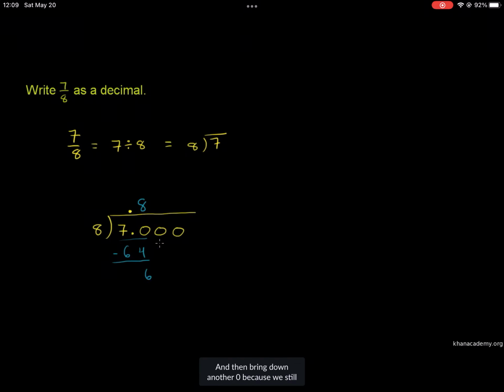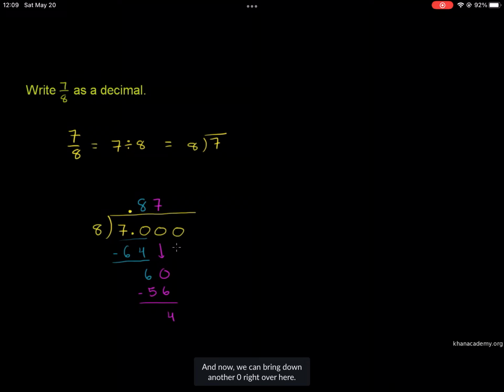And then bring down another 0, because we still have a remainder. We want to get to the point that we have no remainders, assuming that this thing doesn't repeat forever. And then there are other ways we can deal with that. 8 goes into 60. Well, let's see. It doesn't go into it 8 times, because that's 64. 8 goes into 60 7 times. 7 times 8 is 56. And then we subtract again. 60 minus 56 is 4.